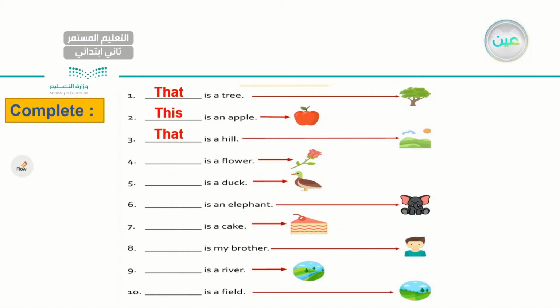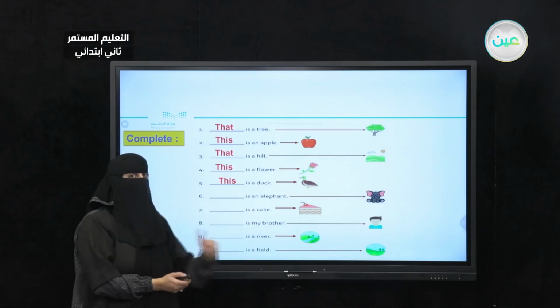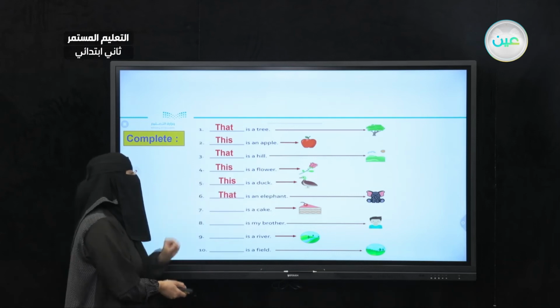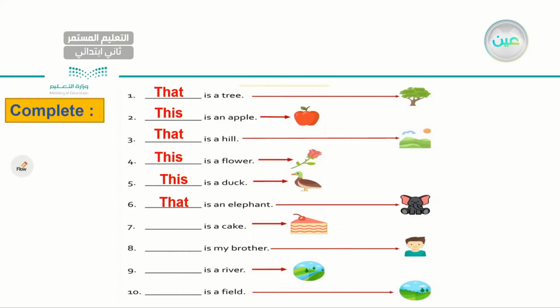I have a flower. So what do you think? This is a flower. Very good. It's near me. I have a duck. This is a duck. Very good. I have an elephant. That is an elephant. Very good. It's far, far away. A cake. This is a cake. Very good.